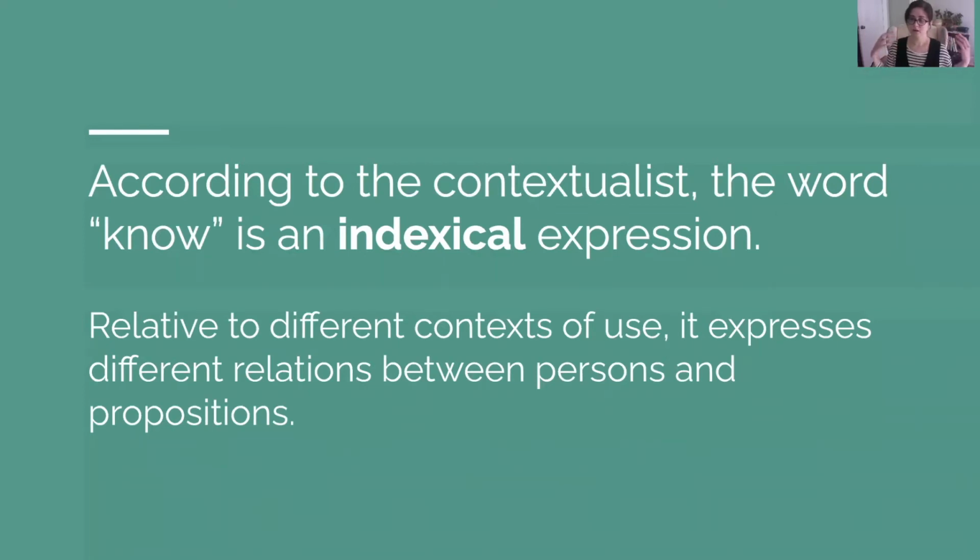So the explanation of all this phenomenon is that according to the contextualist, the word know is an indexical expression. Relative to different contexts of use, it expresses different relations between persons and propositions. An example of an indexical is the word I. I changes its meaning depending on who says it. If I say I, it means me, Sophia Ortiz. If my fiance Brad uses it and he says I, he means Brad. So the indexical is expressing a different relationship depending on who uses it. That's what the contextualist thinks about know. Depending on what context it's being used in, it means something slightly different.